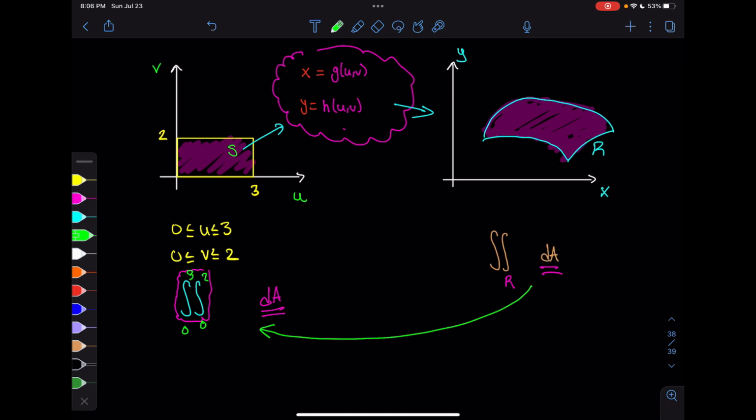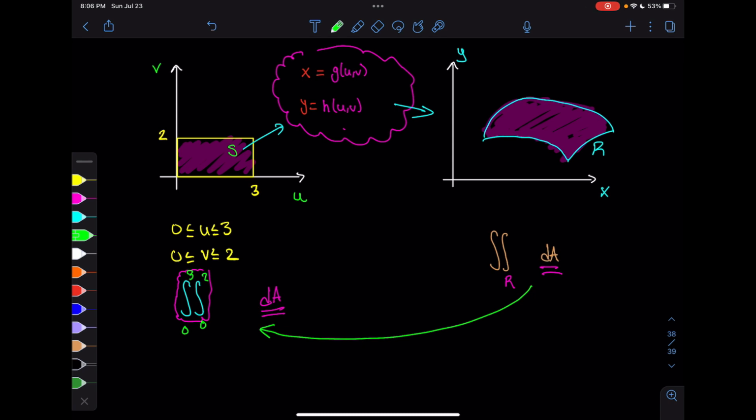A dA over here looks like this. It's like a small little chunk here. And a dA over here is a nice rectangular region, easy peasy. So clearly, they're not the same. They're close, but they're not the same. And so there's this distortion factor that slightly modifies what dA is when we make this jump.